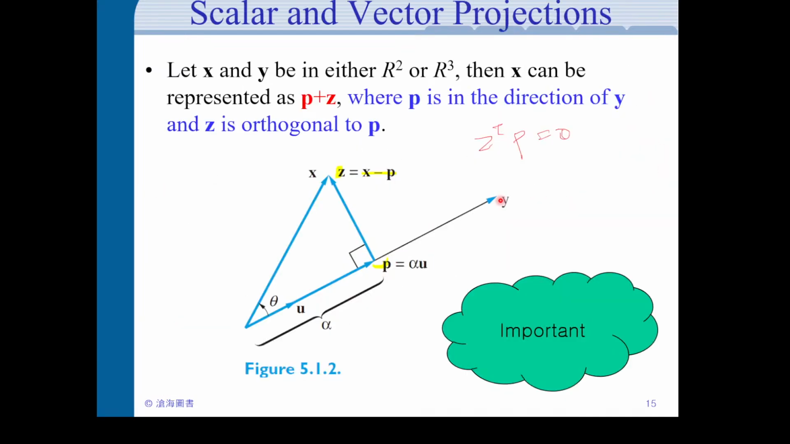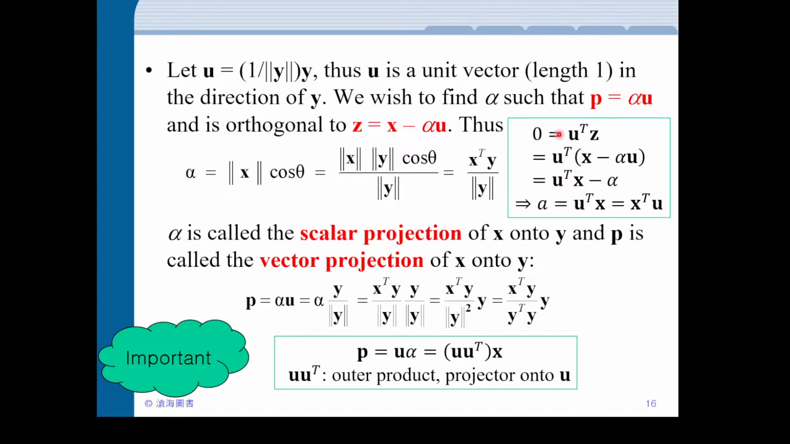Then we start with the condition we want. We want u inner product with z equal to 0. So we have u inner product with z equal to 0, and then you can write z in terms of u once again, and x. So z is x minus alpha u, because this is the definition of z.